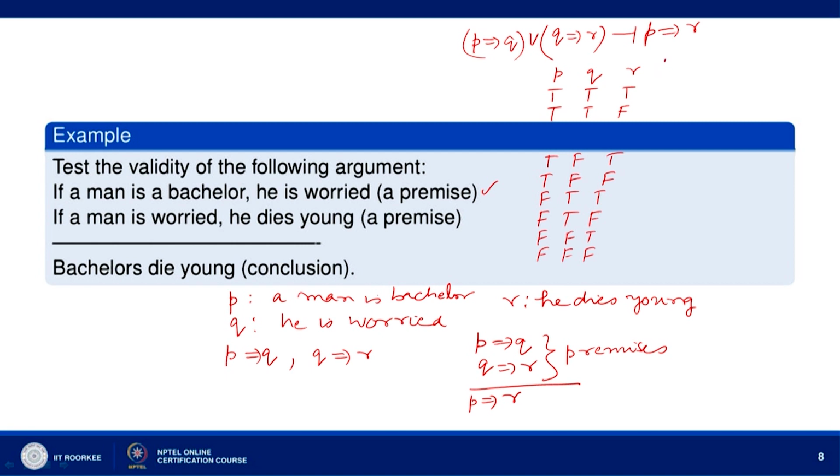Okay. Now, P implies Q. P implies Q is T T gives T, T T gives T, T F gives F, T F gives F, F T gives T, F T gives T, F F gives T, and F F gives T, and then we have Q implies R. Okay. So, T T gives T, T F gives F, F T gives T, then F F gives T, then T T gives T, T F gives F, then we have F T gives T, then we have F F gives T.